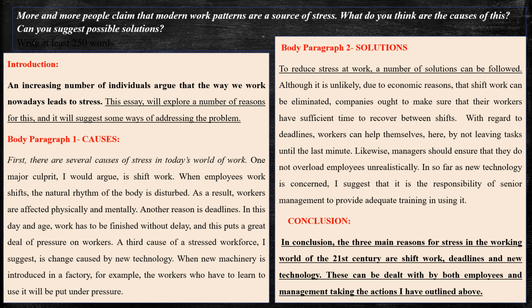Finally, you write the conclusion. Now, in conclusion, the three main reasons. What are the three reasons you mentioned? Shift work, deadlines, and new technology. Mention those three and how they can be dealt with. You can give the three solutions here. You can mention the solutions or you can simply say following the solutions which I have outlined above. Both the ways you can do it. And that will be it for your essay.